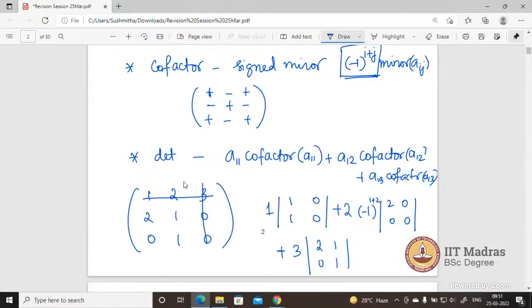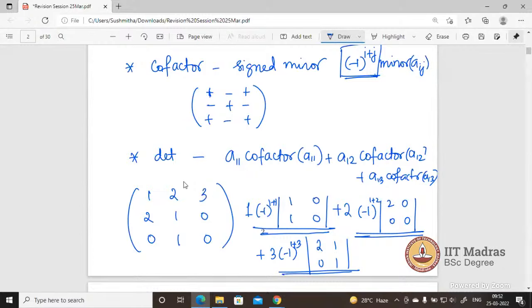Ma'am, here you have taken this -1 to the power 1 plus 2. Why? Because it is negative? I mean, everywhere I will have that, no? The cofactor is -1 power i plus j. So this is 1 plus 3. Here it is 1 into -1 power 1 plus 1. This is the cofactor corresponding to 1, this is the cofactor corresponding to 2, and this is the cofactor corresponding to 3.